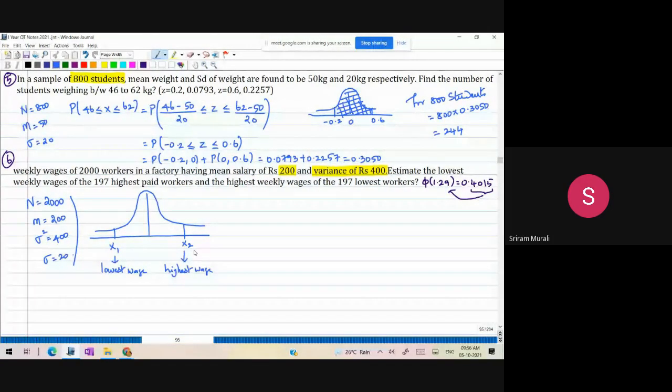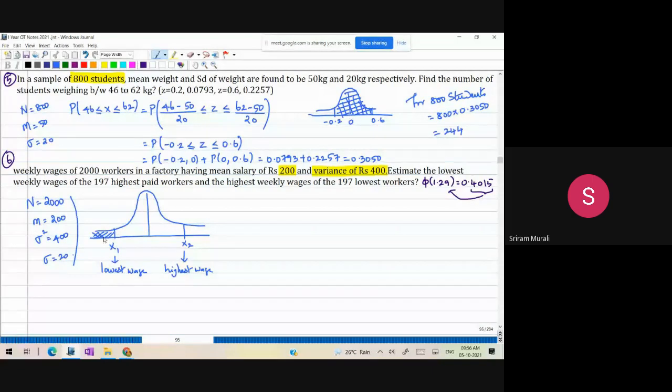Sir, will wages come in negative? I will tell you, I have not even started yet. Did I say it will come in negative? I did not say it will come in negative. I have not started anything yet. Please wait for some time. So, understood till now? X1 is the lowest wages, X2 is the highest wages. So always your left hand side talks on the minimum, right hand side talks on the maximum. That is why I said it is not because of negative.